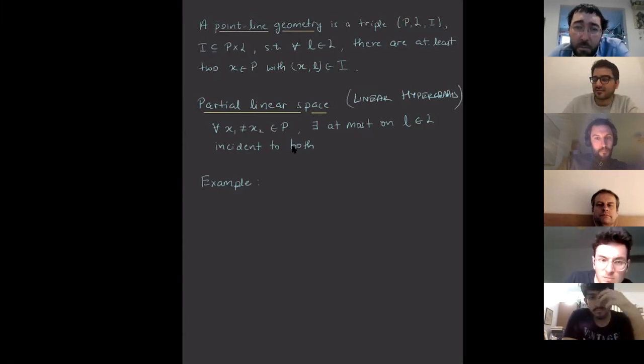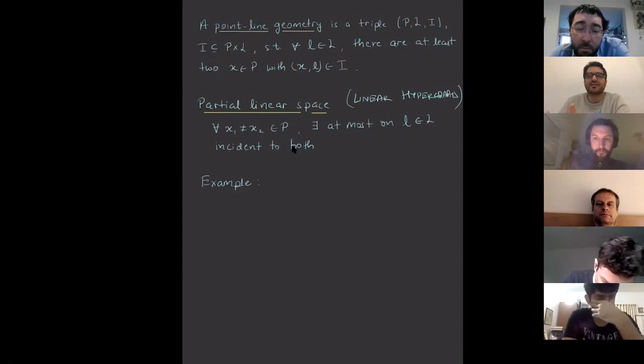And the idea is that with each line, you can identify it with the subset of points it's incident to. And that becomes your hyperedge. And that's how you get the hypergraph.